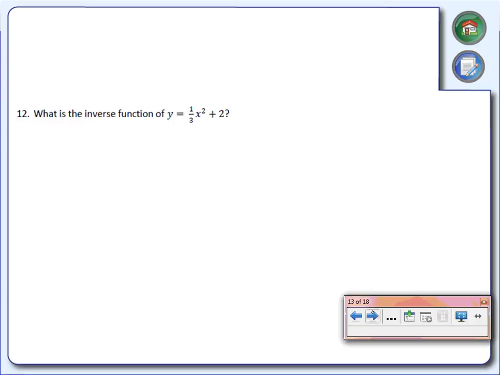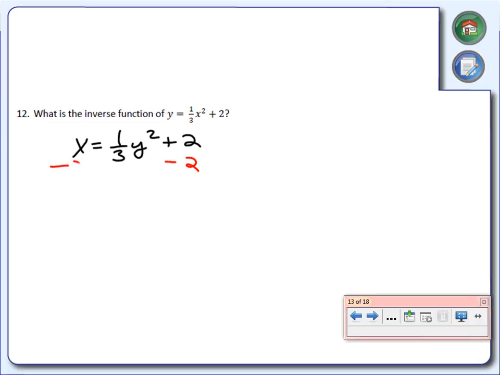All right, number 12. Number 12 is just like 11. We're finding the inverse. What is the inverse function of y equals 1/3 x squared minus 2? All right, so let's see what we get here. We're going to start by switching the x and the y. Now that I've switched the x and the y, we're actually going to solve for that y.